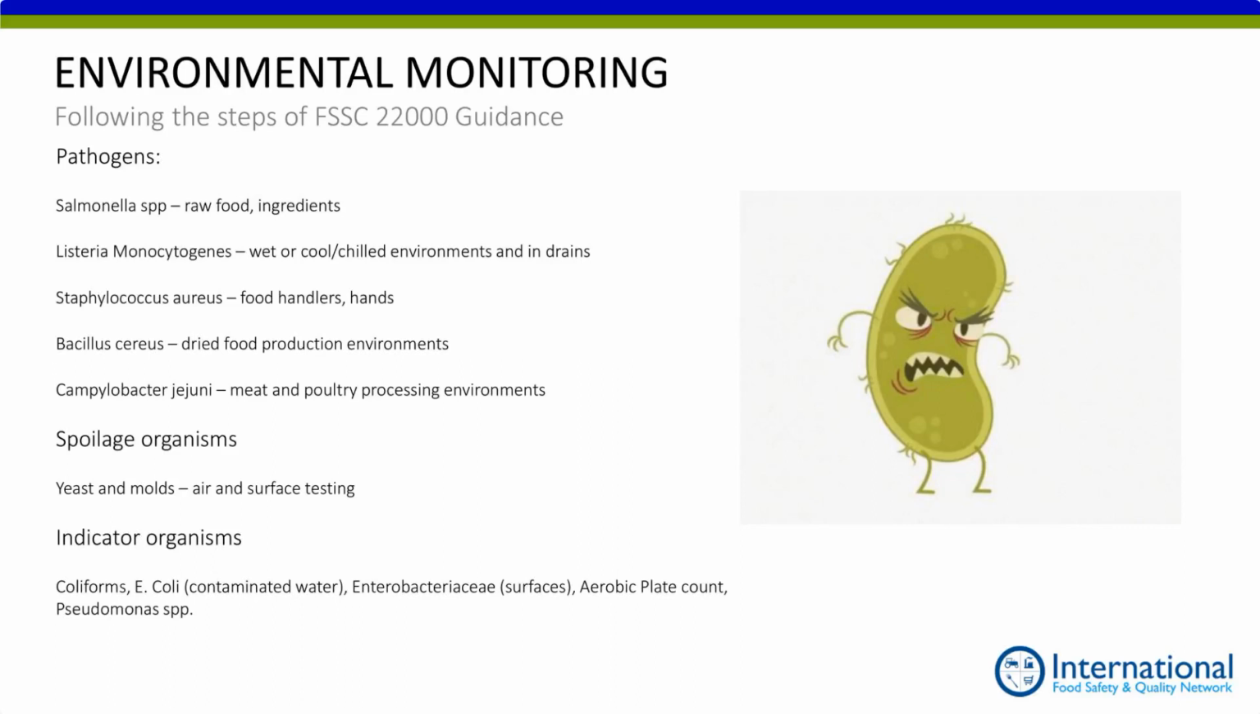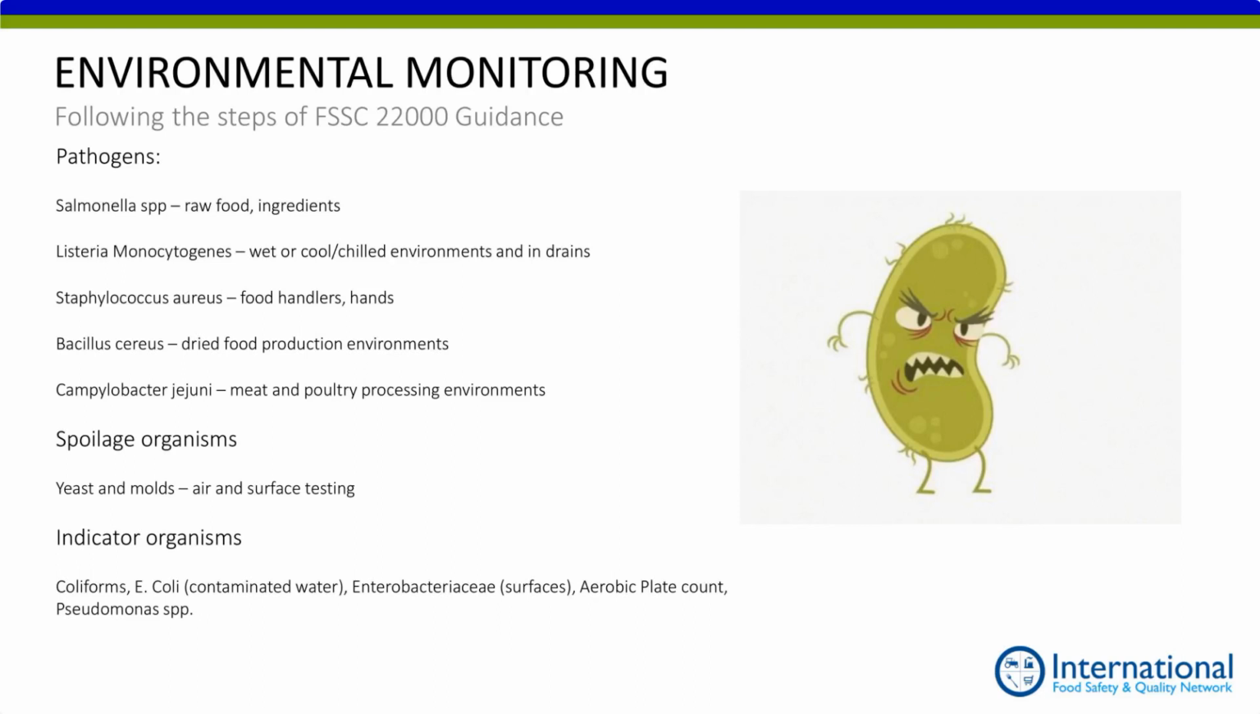For example, Salmonella, that could be in raw food or ingredients, then Listeria, that could be in wet or cool, chilled environments or in drains even, then Staphylococcus, that could come from food handlers and hands, of course, if they're sick and they touch their noses and they don't wash their hands, etc. Then maybe Campylobacter, which could come in meat and poultry processing environment.